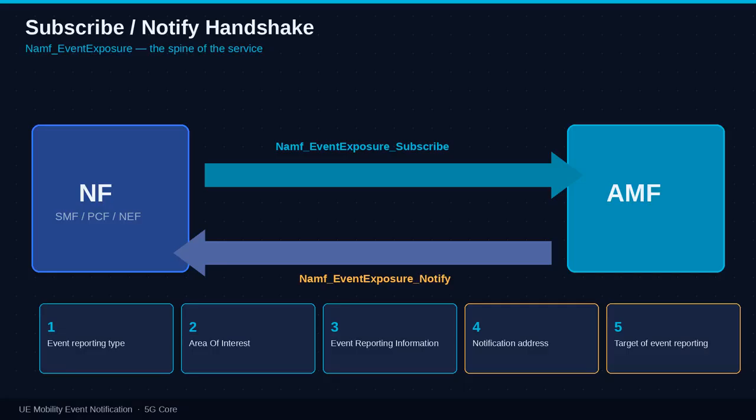If you remember only one picture from this lecture, make it this one: NF on the left, AMF on the right, subscribe eastbound with those five parameters. Notify westbound with presence and location. Everything else is detail hanging off that spine.